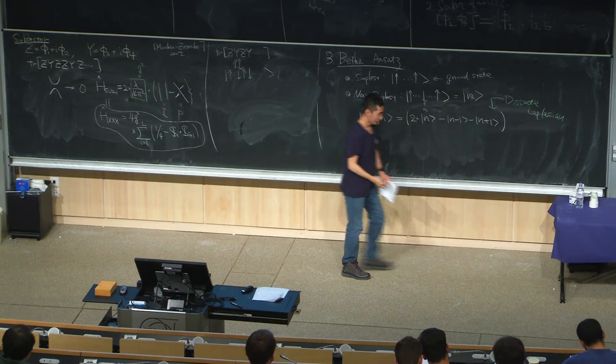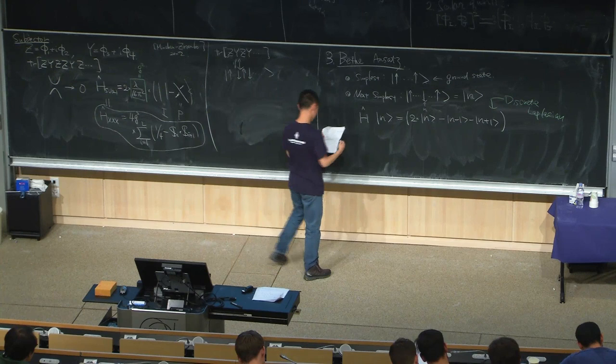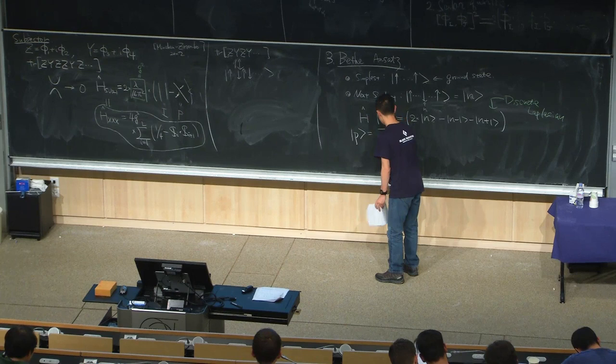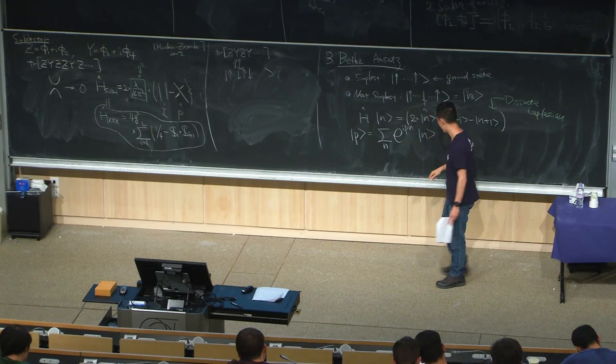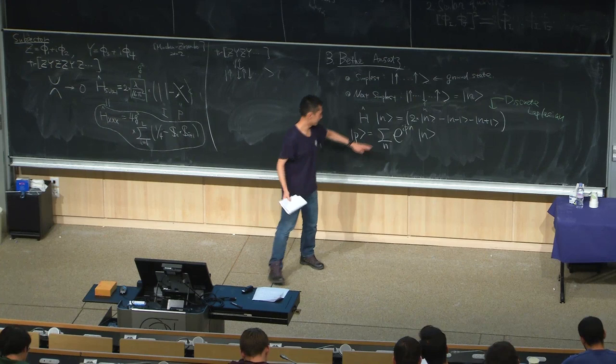And then you can immediately say that the eigenstate must be the momentum eigenstate, which is essentially given by this. Right? So you need to sum over n, and p is momentum. And if you are thinking about the infinitely long spin chain, this is actually the exact answer. You don't need to think about anything else.